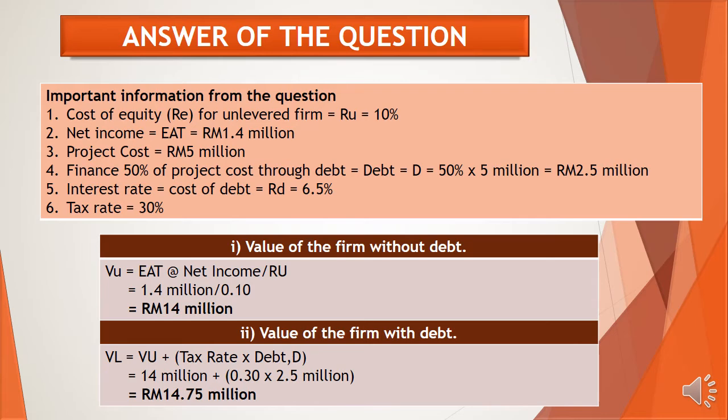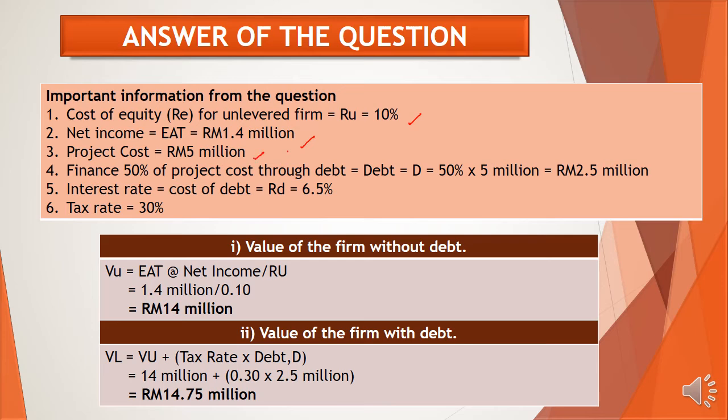And to answer that question, here is the answer. Based on the information, here is the list of important information from the question. We know that the cost of equity, which is RE, for an unlevered firm is equivalent to RU, which is 10%. And then EAT, or net income, is given at 1.4 million ringgit. And then the project cost amount is 5 million.